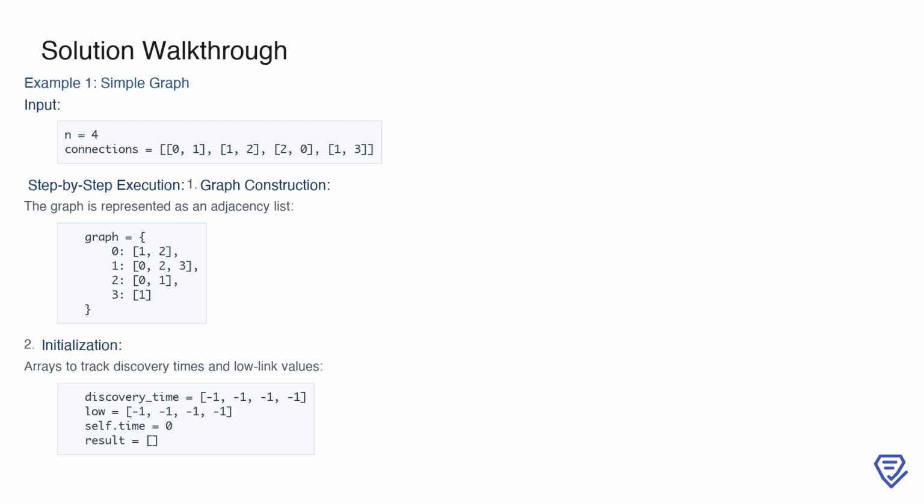Initially, these arrays are filled with -1 to indicate that no nodes have been visited yet. Additionally, we initialize a variable self.time to 0 to keep track of the timestamp during the DFS, and an empty list called result to store the critical connections we find. This setup ensures that we are ready to begin our DFS traversal to identify the critical edges in the network.